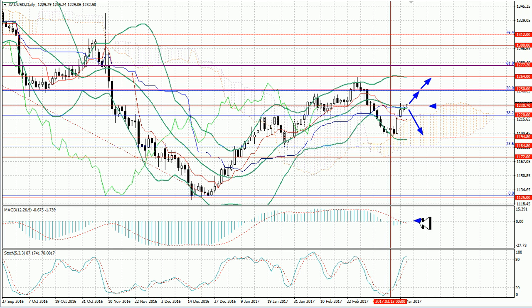The MACD histogram is ready to enter the positive zone and form a buy signal. The Stochastic is pointed upwards. Further growth is more likely to develop.